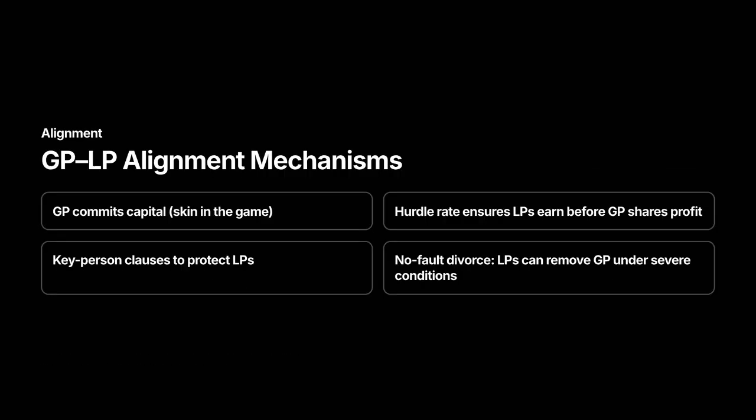GP-LP alignment mechanisms. Alignment is built into the structure. GPs commit their own capital, skin in the game. Preferred return ensures LPs earn before GP carry kicks in. Key person clauses protect LPs if senior partners leave. And no-fault divorce clauses allow LPs to remove the GP under exceptional circumstances. These mechanisms keep trust and discipline alive.